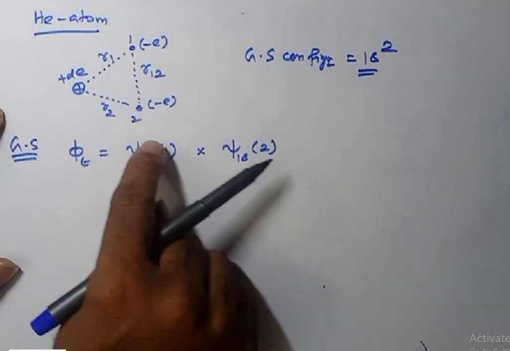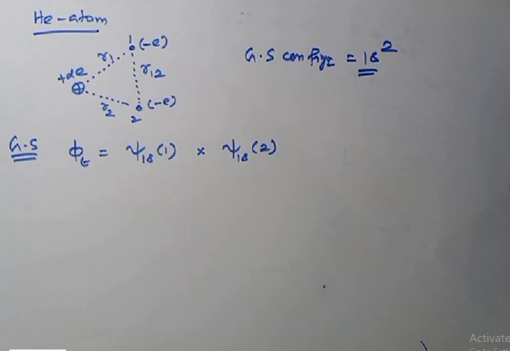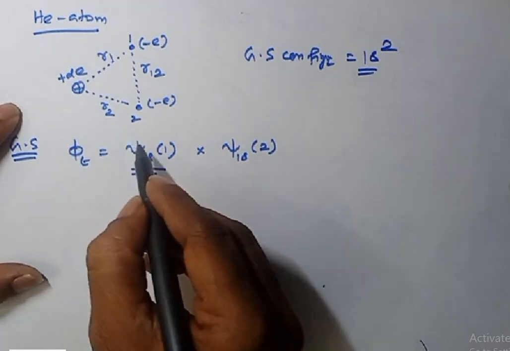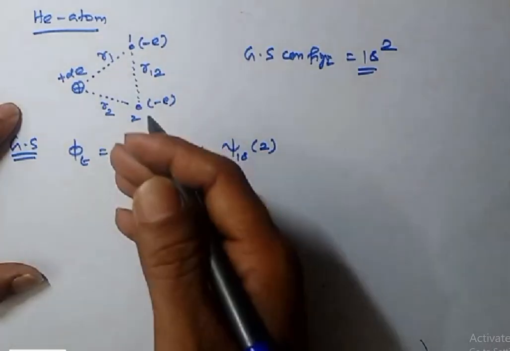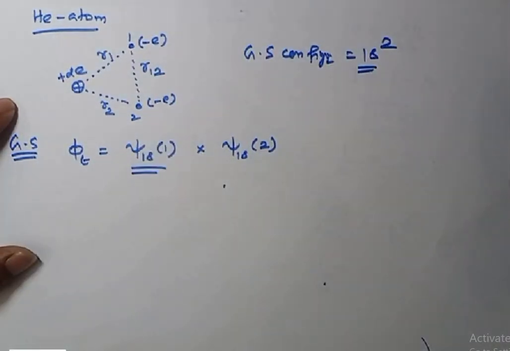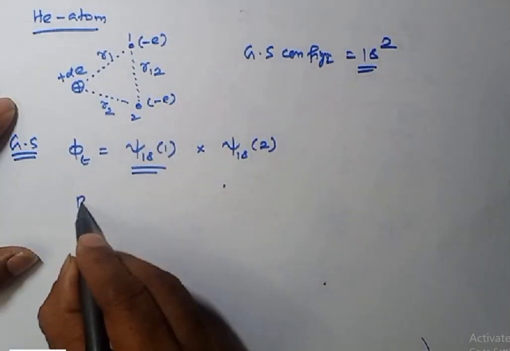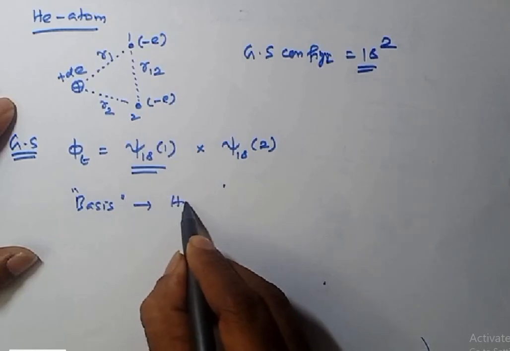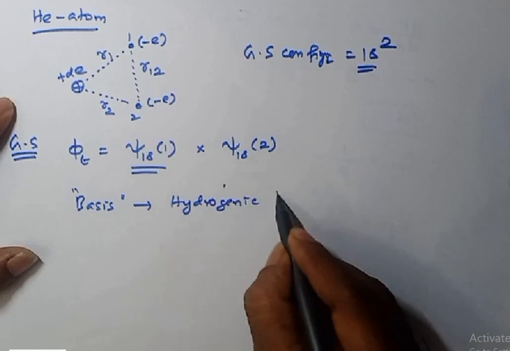Listen, the 1s orbital wave function for the helium atom we don't know. We know only the 1s orbital for hydrogen. So for the 1s orbital of helium, since we don't know that wave function, I am going to choose the hydrogen atom instead. This is what we call a basis function. What is the basis I am choosing? I am going to choose the hydrogenic basis.